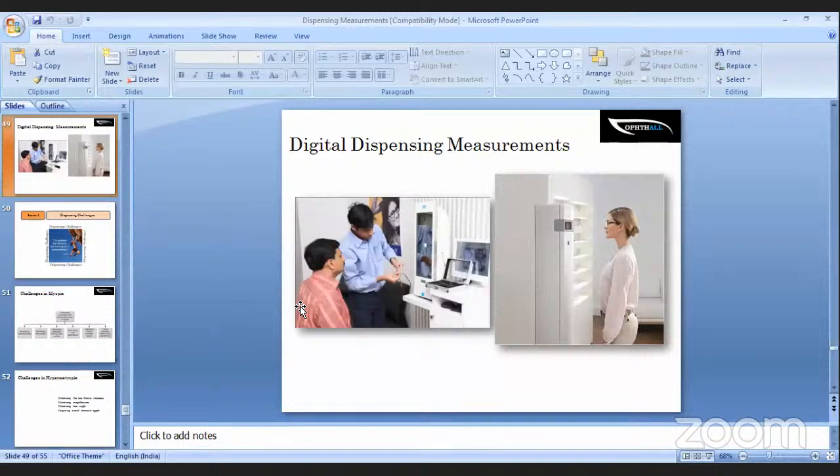And these measurements we discussed last day are very important to dispense customized lenses. If you do not take these measurements, you cannot dispense customized lenses. So this machine is used, which is very easy. It's completely software driven. You just need to ask the patient to look at the screen and go through the process as displayed on the screen.